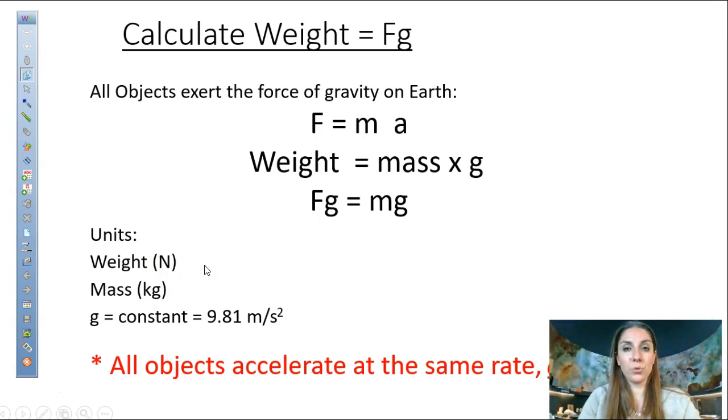So when you measure yourself on a scale, you're measuring your weight. So 100 pounds is your weight. It's the push down onto the scale, because the way the scale works, it records how much it has to push back up on you. So it's a force measurement.